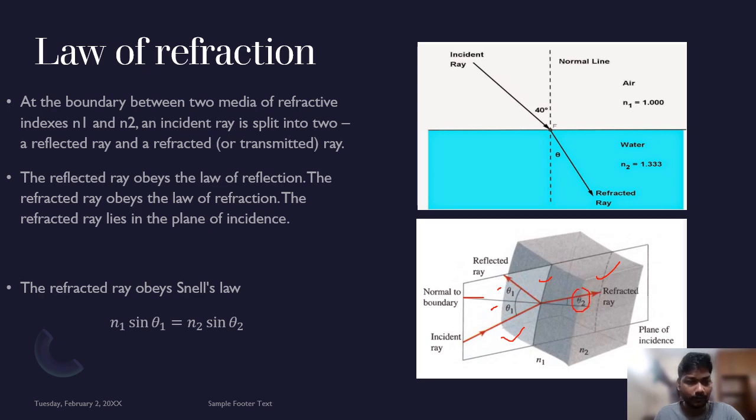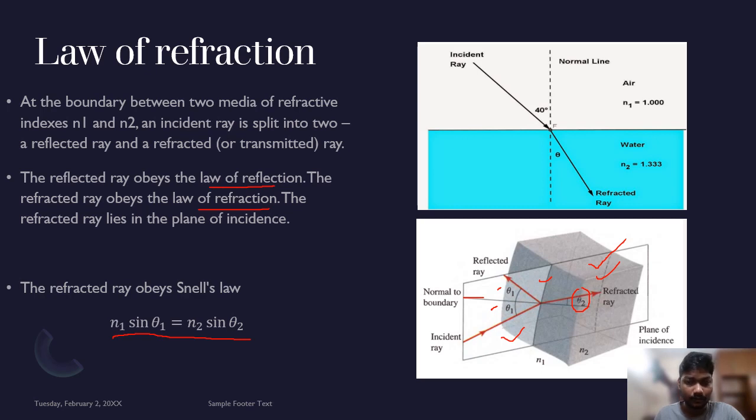The relation between theta 1 and theta 2 is given by Snell's law, which is n1 sin theta 1 equals n2 sin theta 2. Here the point is that the reflected ray obeys the law of reflection and the refracted ray obeys the law of refraction. The important point is that the refracted ray also lies on the plane of incidence, so the incident, reflected, and refracted rays are all on the same plane.